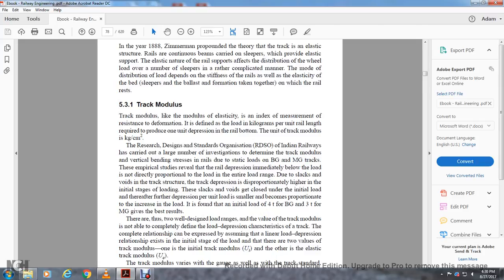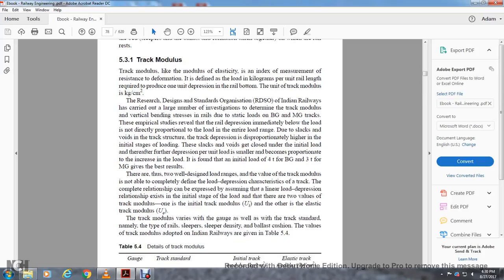The empirical studies revealed that the rail depression immediately below the load is not directly proportional to the load over the entire load range, due to the slack or voids of the track structure. Track depression is disproportionately higher in the initial stage of loading. The slack voids get closed under the initial load. Therefore, further depression per unit load becomes smaller and proportionate to the increase in load. It was found that an initial load of 4 tons for the broad gauge and 3 tons for the meter gauge gave the best results.